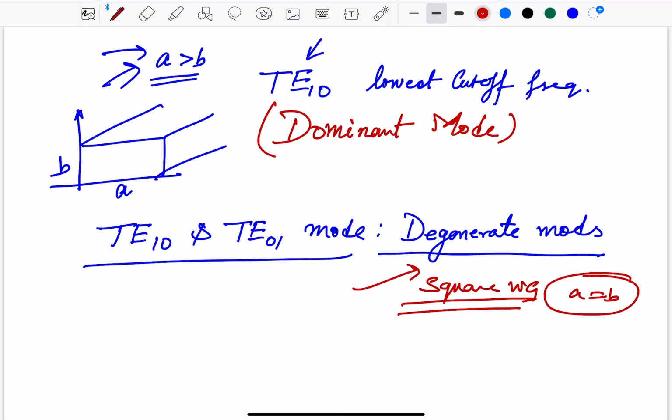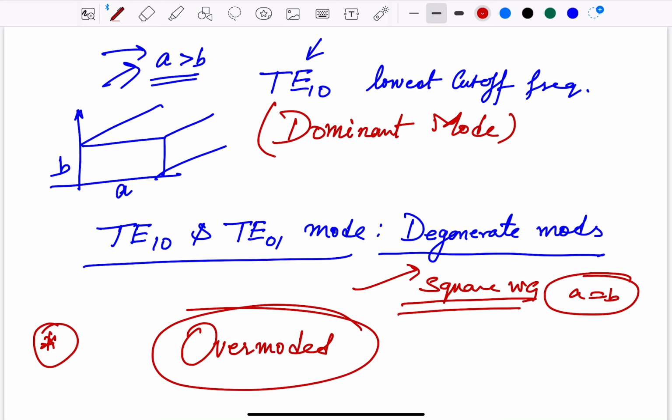Fine. And the last point is that if the waveguide is operating at frequencies where more than one mode propagates, then it is called overmoded. Fine. So this is all about the TE and TM modes for the rectangular waveguide.